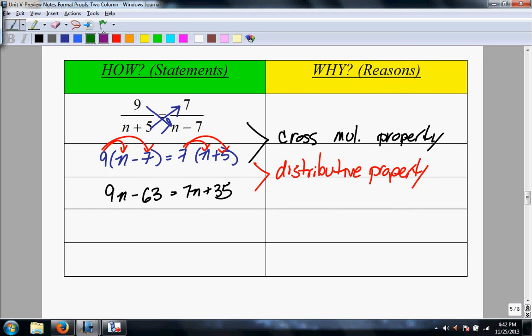Now we're going to get our variables on one side and our numbers on the other. So I'm going to minus 7n both sides. And I'm going to plus 63 both sides. And that cancels and that cancels. This ends up being 2n equals, that's 8, and that's 98. The reason I can take those steps is because of the addition and subtraction property.